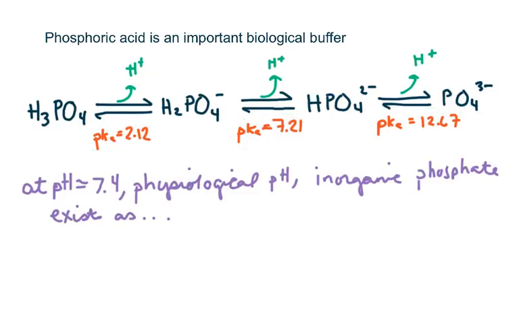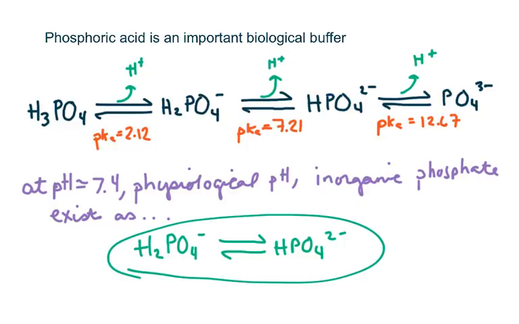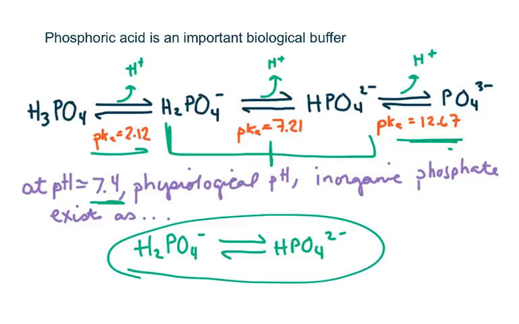So physiological pH is around 7.4. So if the physiological pH is around 7.4, that means that we are looking at this particular portion of the reaction. Okay, so we're in here. And we know that because this pKa is within plus or minus 1 unit of that 7.4. This is not, nor is this. So here is where we're focusing on. This is the buffer system that's existing at physiological pH.